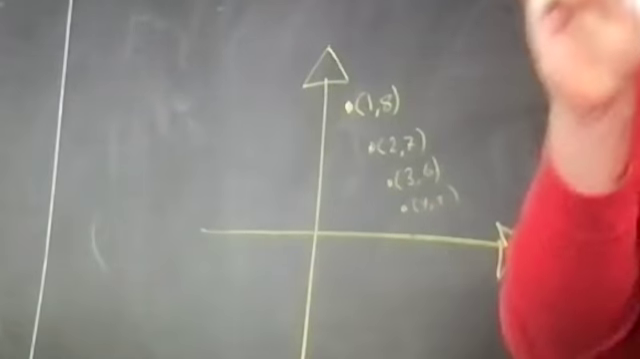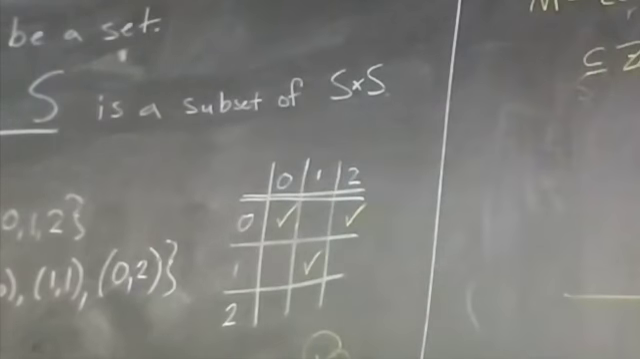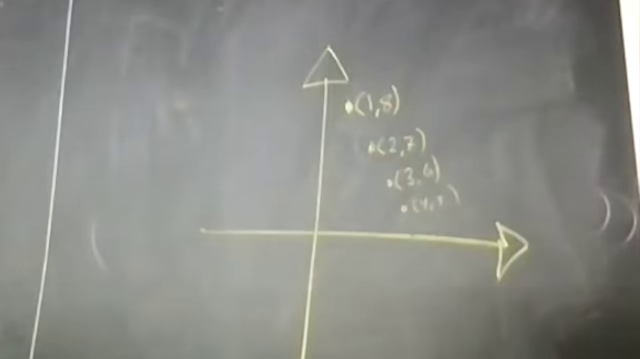So now you've seen 4 examples of relations, 1 defined on a finite set, and 3 defined on the integers. And I'm going to ask you to try to come up with a couple more.